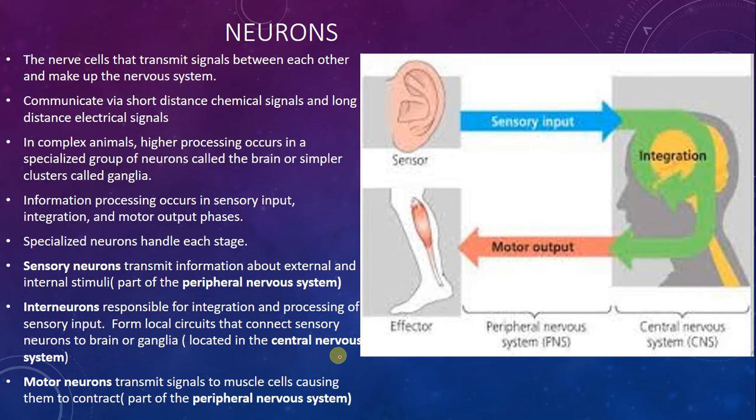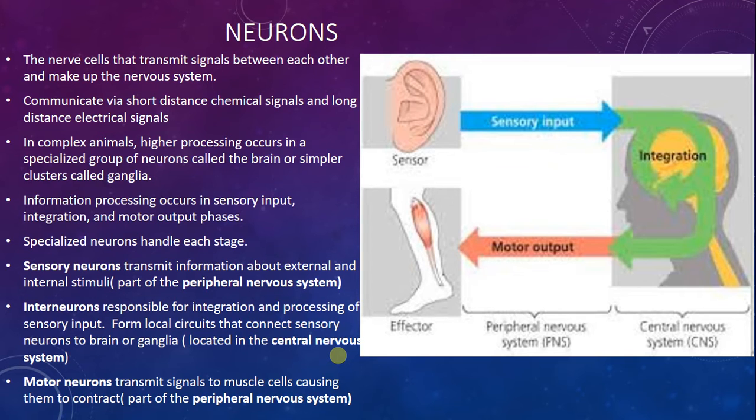Alright, so neurons are another name, or the proper name, for the nerve cells that transmit signals between each other and make up your nervous system. So I think most of us are familiar with our nervous system, that innervates feeling for all of our body, our central nervous system, our brain and spinal cord, and peripheral nervous system, all of the motor and sensory neurons that go to our muscles and to our visceral organs and things like that, and they communicate with each other.